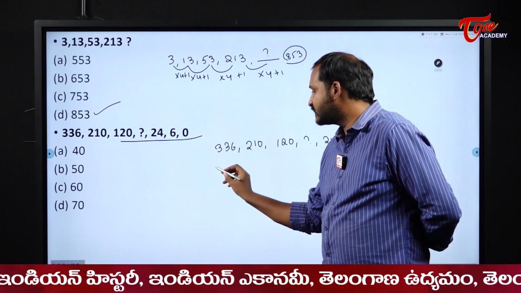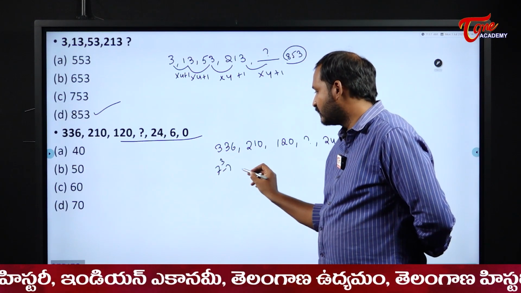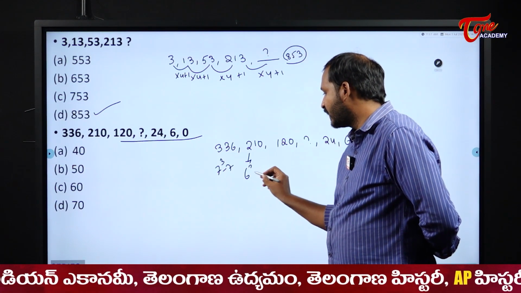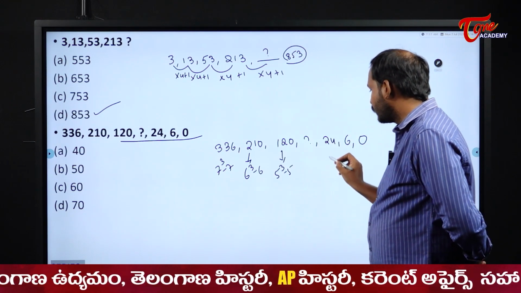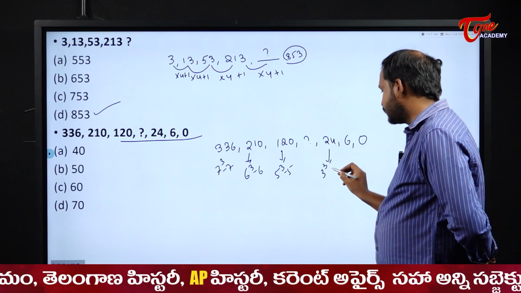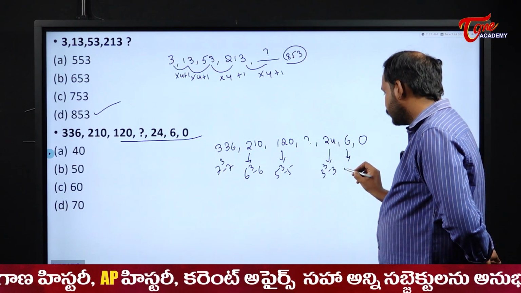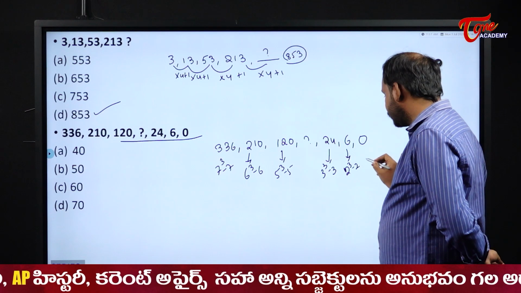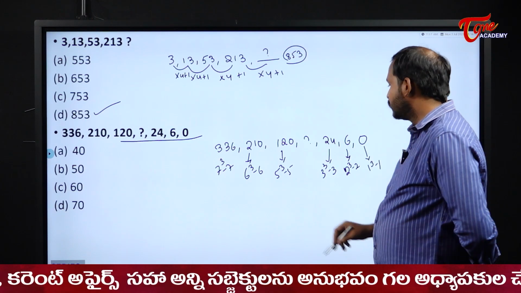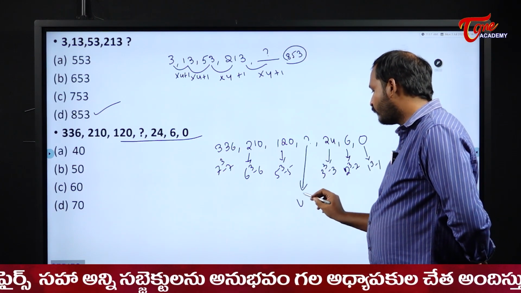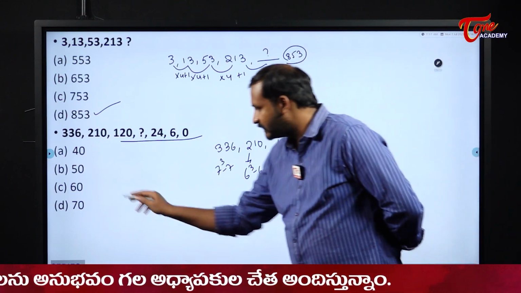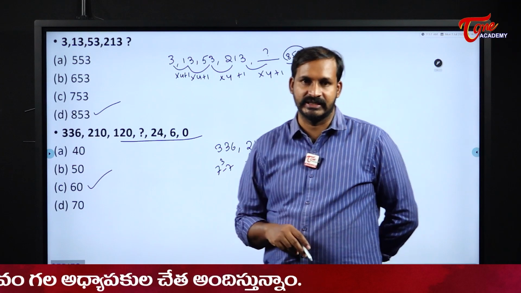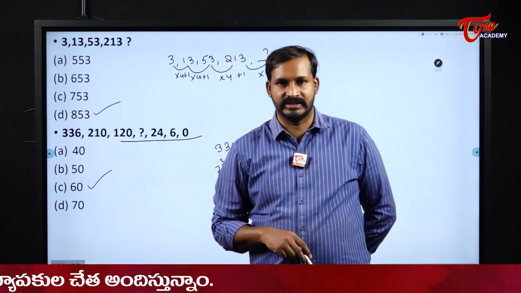So what actually is this? 7 cube minus 7. What actually is this? 6 cube minus 6. This one is 5 cube minus 5. What is this? 3 cube minus 3. What is it? 2 cube minus 2. Similarly, this one is 1 cube minus 1. So that means what should be my answer? 4 cube minus 4. What is 4 cube minus 4, students? It is 60. So our answer here becomes 60.